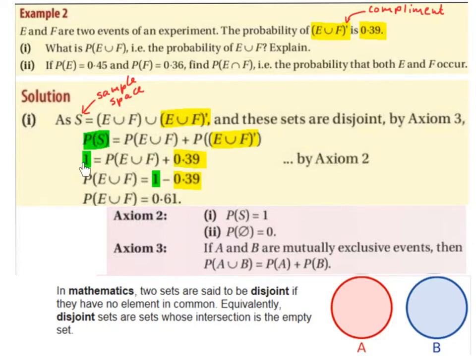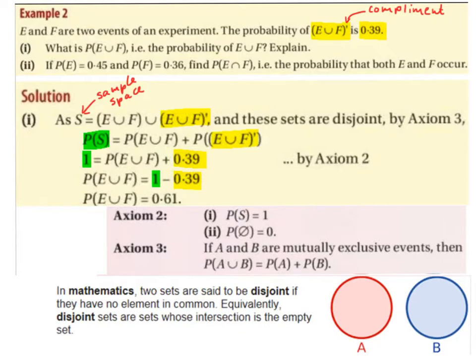The probability of the sample space is always 1. We were told in the question that the probability of the complement of E union F is 0.39, so we swap this for 0.39. And we know that the probability of S is equal to 1 by Axiom 2. Then we just rearrange the equation, bringing the 0.39 over the equal sign so it becomes minus 0.39. So the probability of E union F is 1 minus 0.39, which is 0.61.